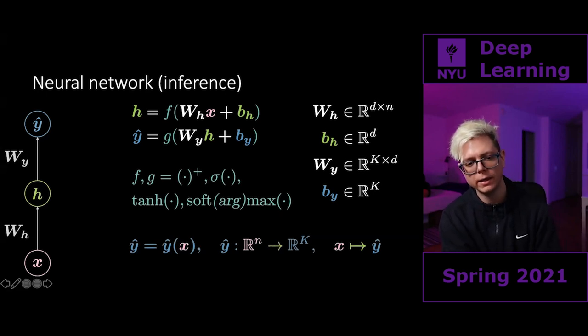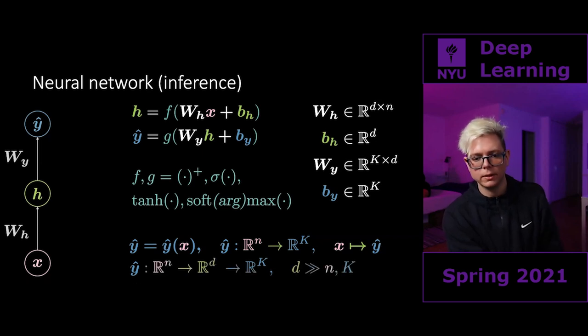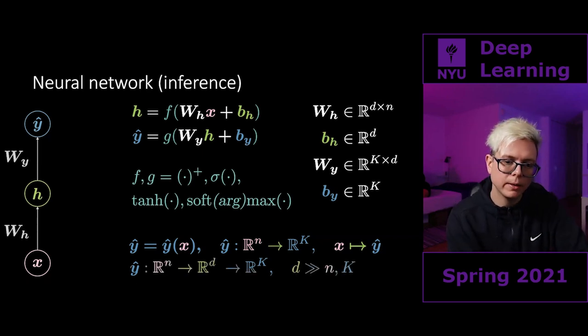my y hat in this case is going to be a function of my input, right? And so you can think about the network as a function mapping my input R^n towards R^k, right? So mapping this axis towards this y hat. But again, what we really are doing here is actually mapping this input R^n to a usually larger intermediate space R^d, and then back to this R^k, right?